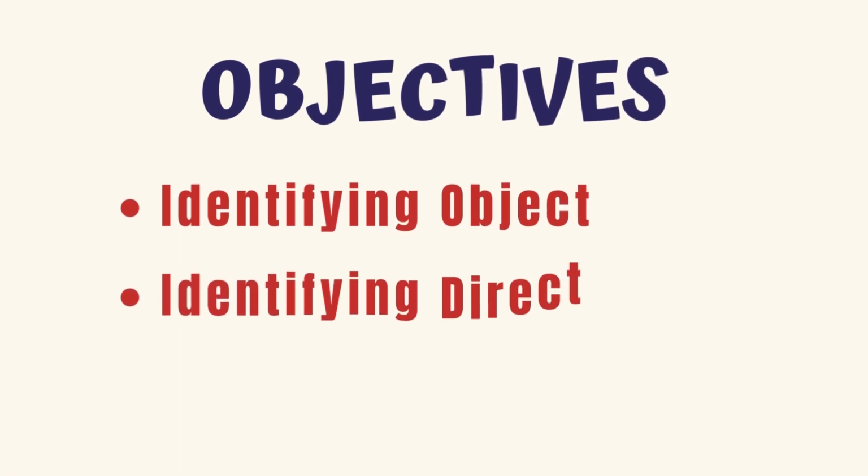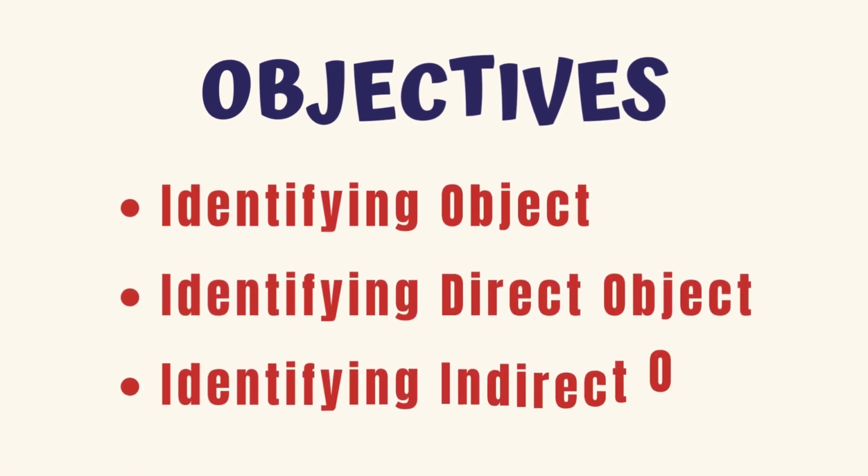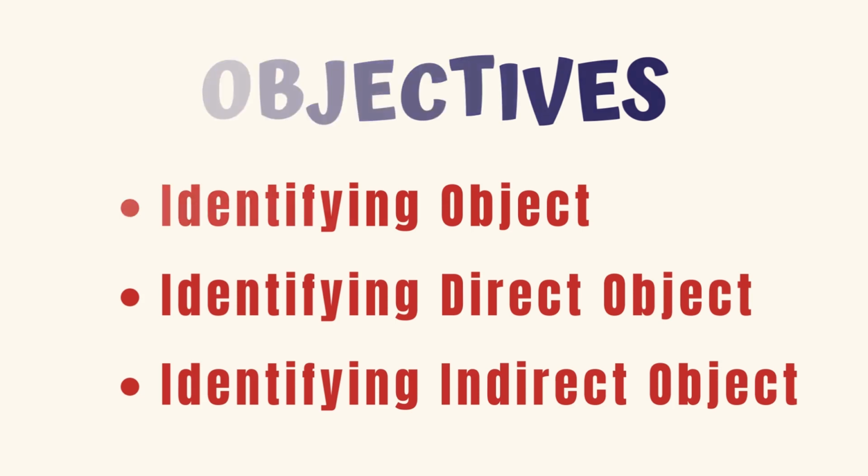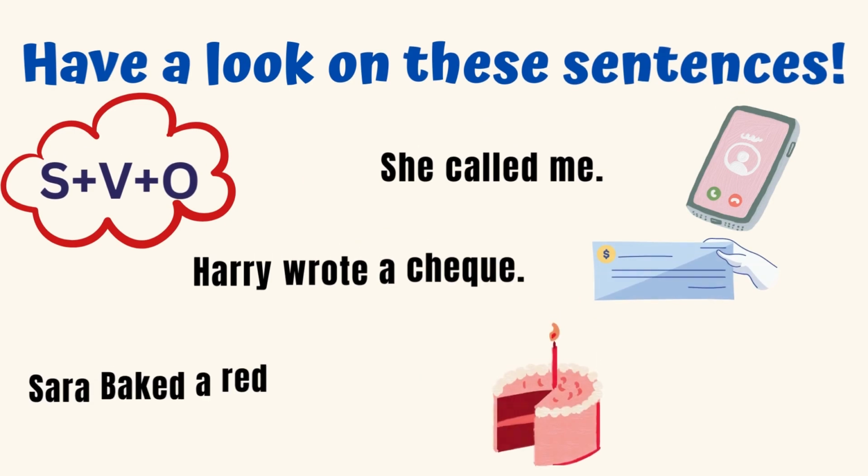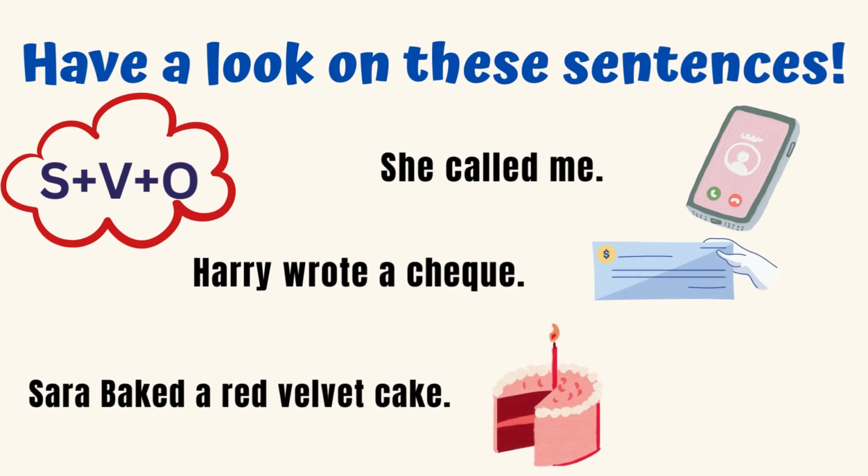The objectives are very simple: you will learn how to identify an object and then how to identify its two further types, that are direct object and indirect object. Let's just start. Okay, I have some very simple sentences for you. ये बहुत आसान sentences हैं जो कि basic sentence structure पर मुश्तमिल हैं, like you have the subject, the verb and object.